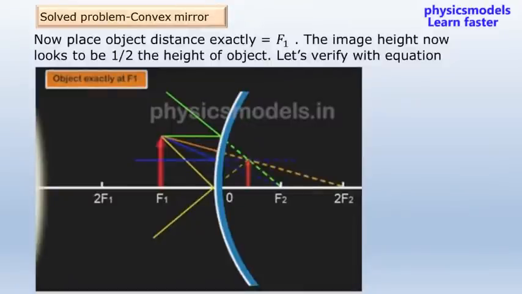We now move the convex mirror closer to the tree such that the tree is exactly standing on F1. The distance between the tree and the mirror is OF1. We can see that the image looks like it's half the height of the object, and the overall arrangement will not change very much now. We can stop the ray diagrams and move on to verifying more precisely using the equations.